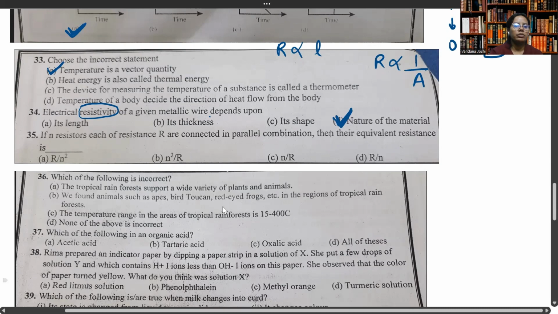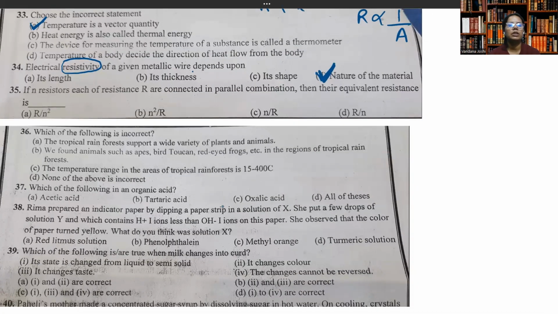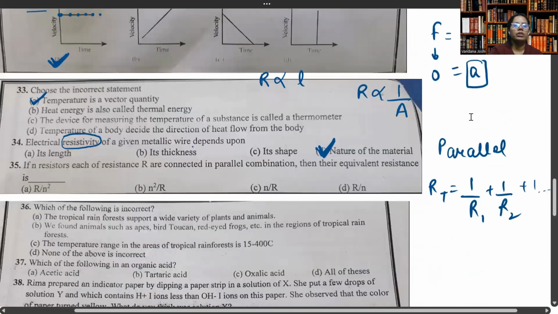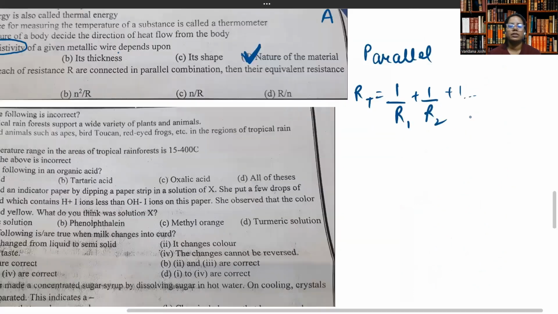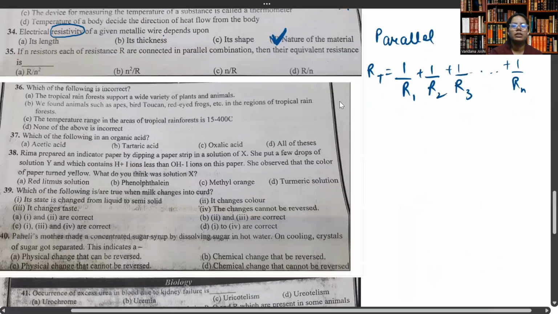Next is we have n resistors which are connected in parallel. We have to find out the equivalent resistance. Okay, for parallel connections, total resistance is equals to 1 over R1 plus 1 over R2 plus 1 over R3 and so on, right? So we have been told that there are n resistors, 1 over R3 up to 1 over Rn. And the resistance of all the resistors is R.